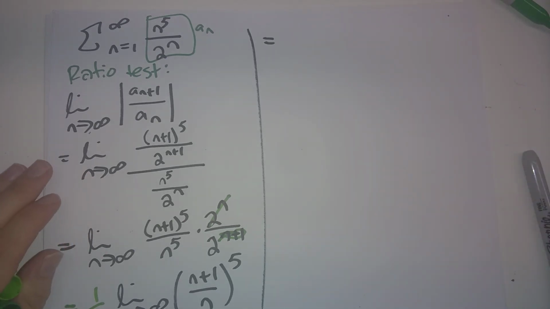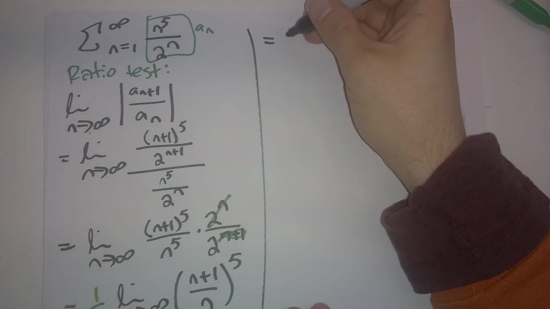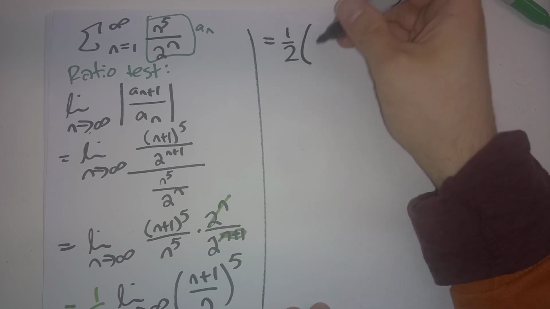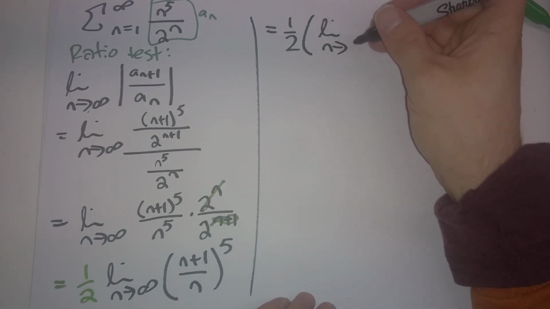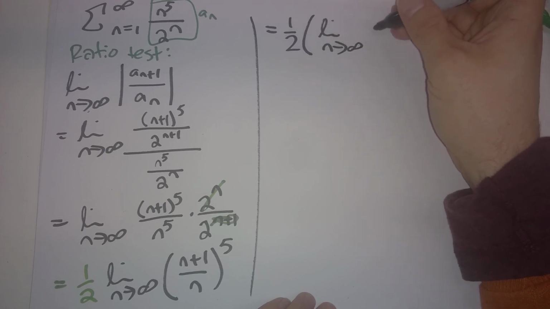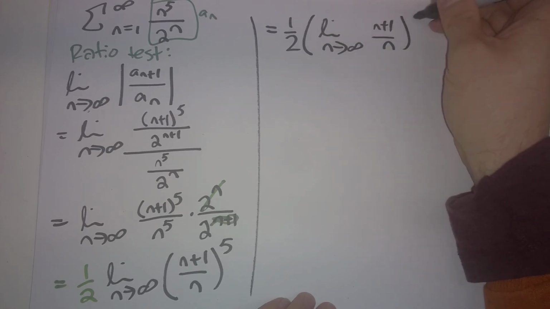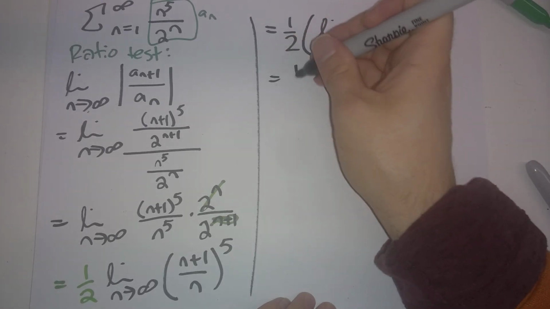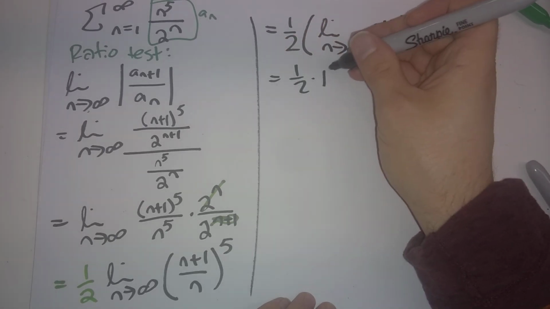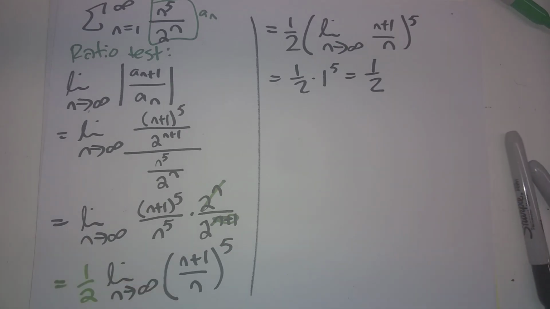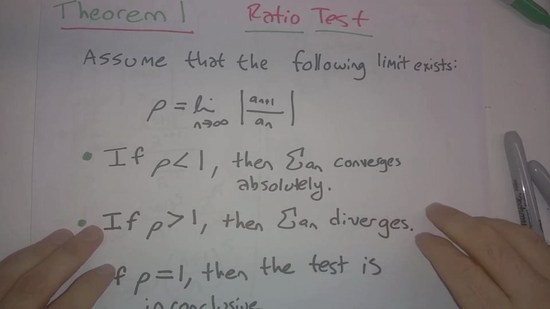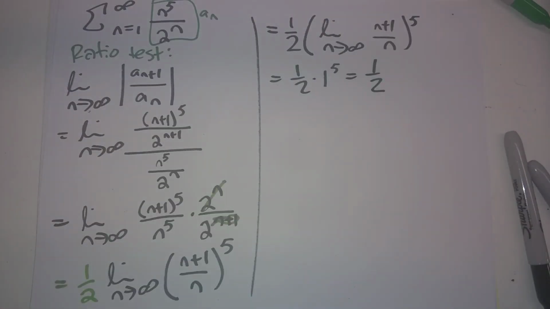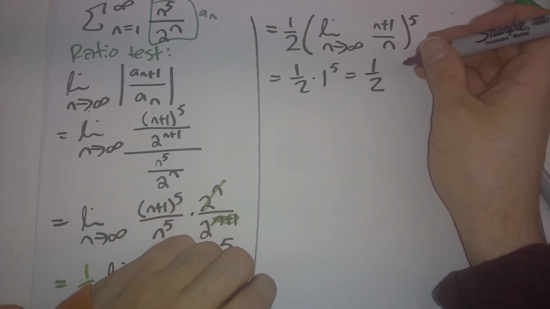Raising a function to the 5th power, that's a continuous function. So by limit laws, the limit is 1/2 times the limit as n goes to infinity of ((n plus 1) over n) to the 5th. This limit, it's very easy to see that that's 1, so we have 1/2. And so by the ratio test, our rho here is less than 1, so our series converges. Converges absolutely, everything is positive, so that's kind of meaningless.